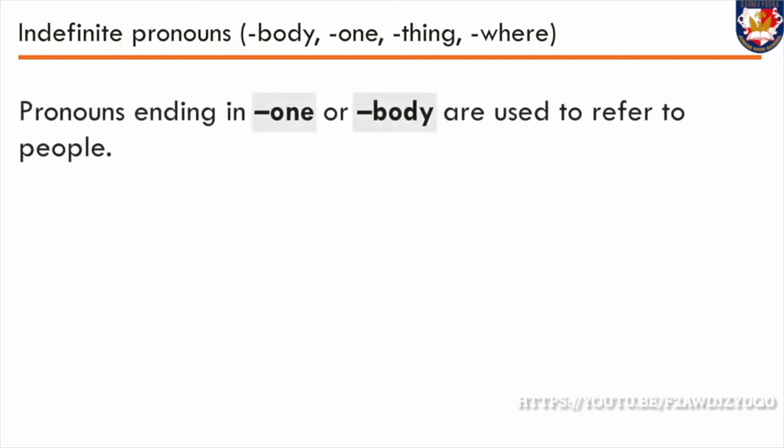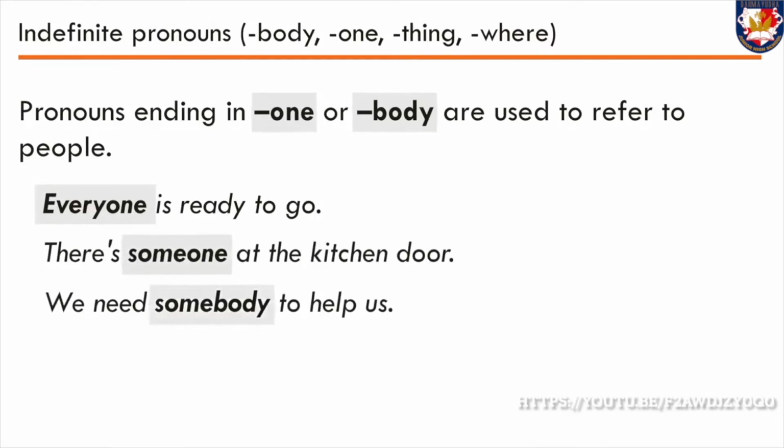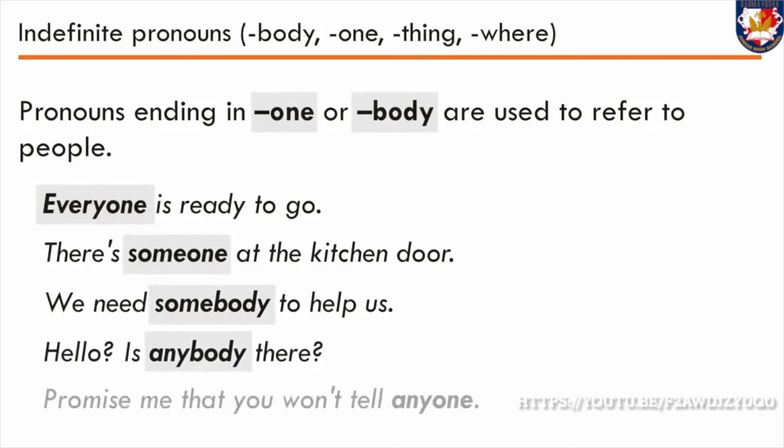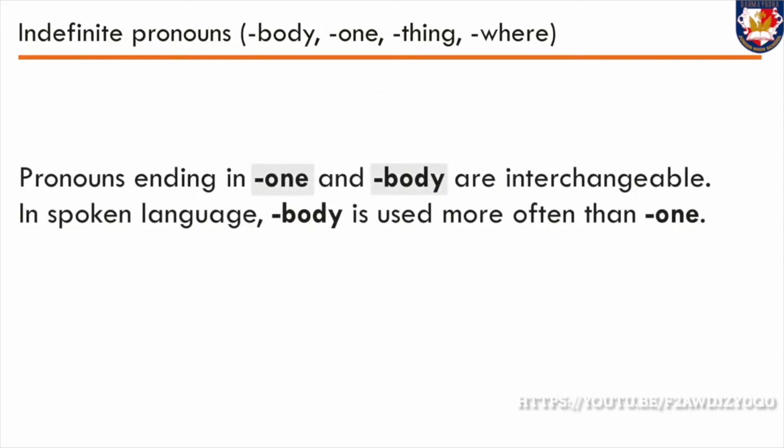Pronouns ending in one or body are used to refer to people. Everyone is ready to go. There is someone at the kitchen door. We need somebody to help us. Hello, is anybody there? Promise me that you won't tell anyone. Pronouns ending in one and body are interchangeable. In spoken language, body is used more often than one.